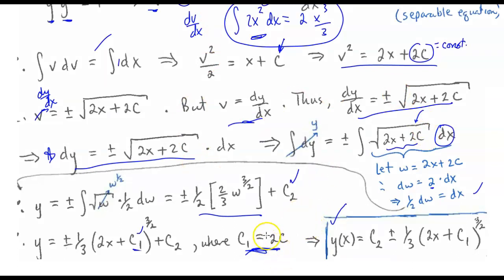All right, so once we're here, then of course, this C1 here is just a 2C that I had, and this ends up being my final answer, okay? All right, so let's look at the next example.